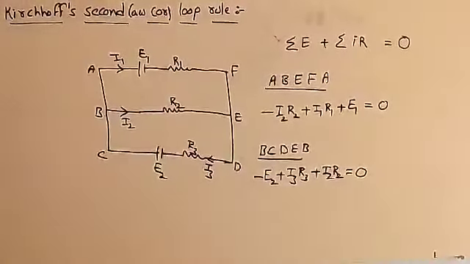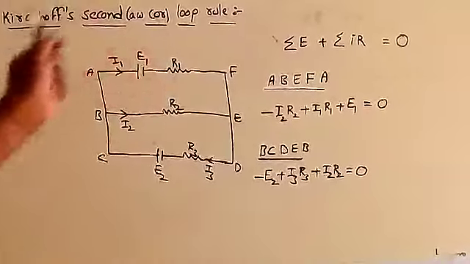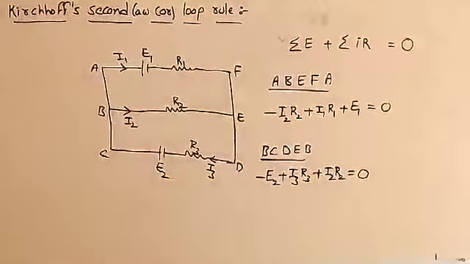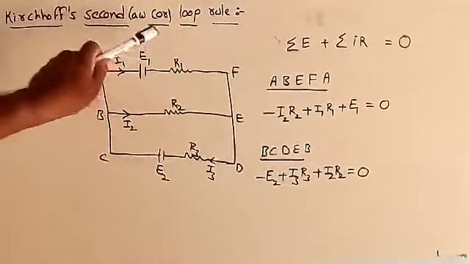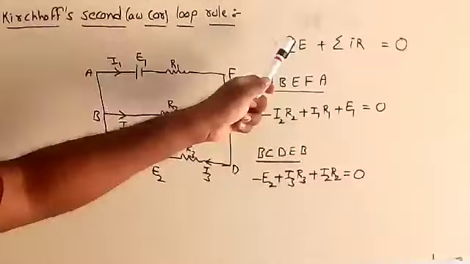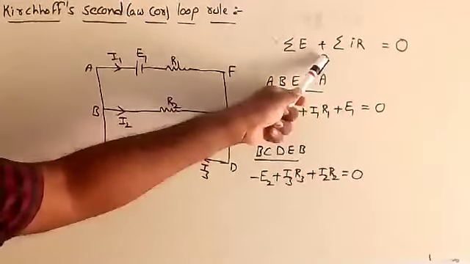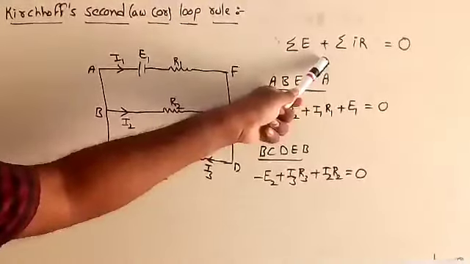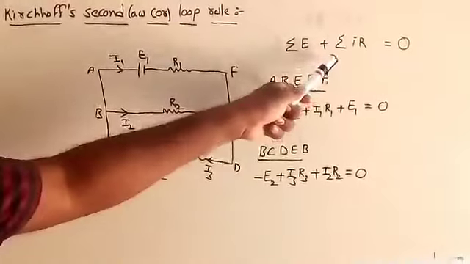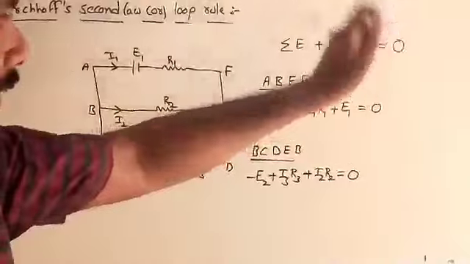So here the significance of the second law is the law of conservation of energy. The total energy must be conserved. Now once again see the statement and see the rules once again. According to Kirchhoff's second law, or Kirchhoff's loop rule, the algebraic sum of EMFs and potential drops across a closed circuit in an electrical network is equal to 0.